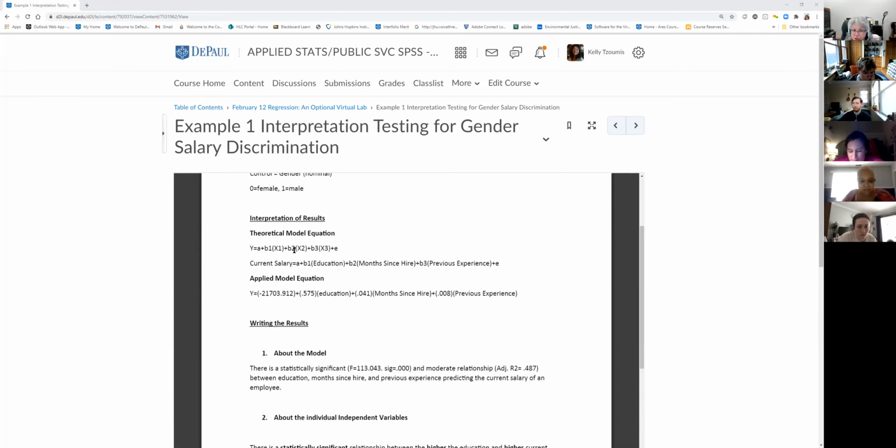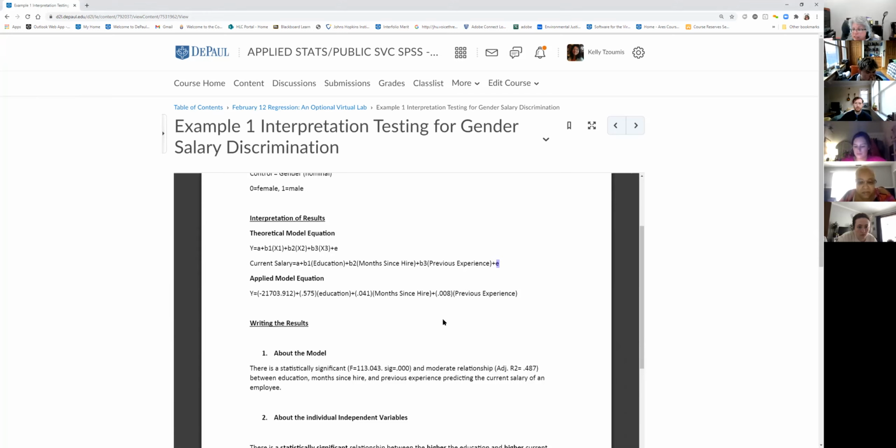Plus B2, and B2 was 0.041. It was insignificant though, remember? Times months since hire. Plus the slope for B3, which was 0.008. That was also insignificant. We had a p-value higher than 0.05, times previous experience.